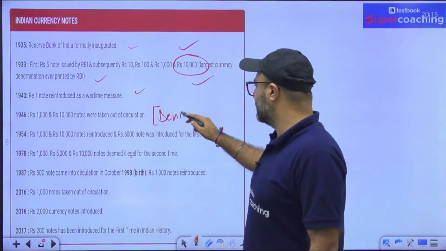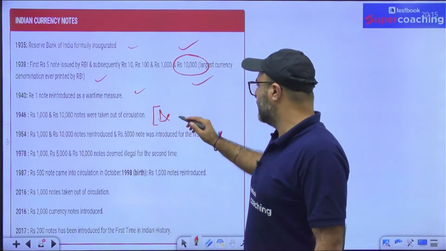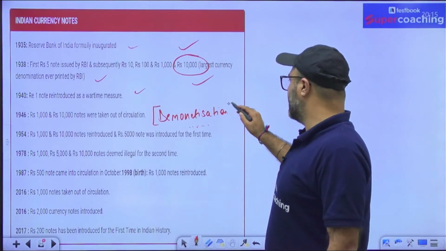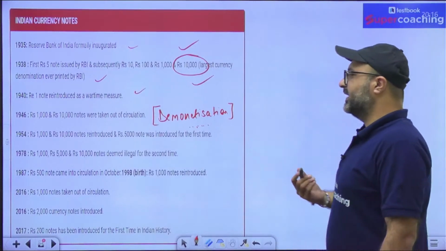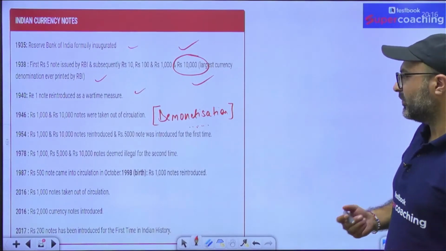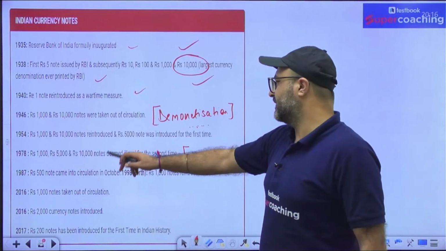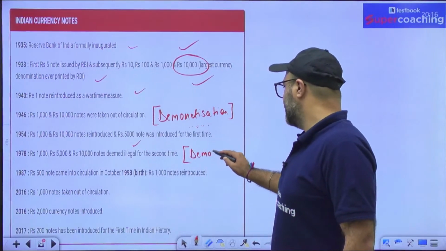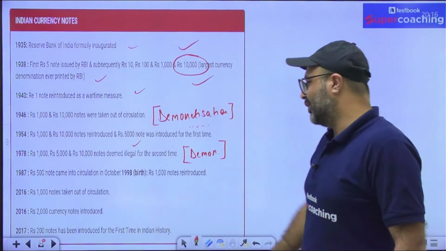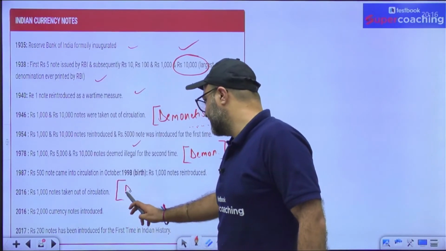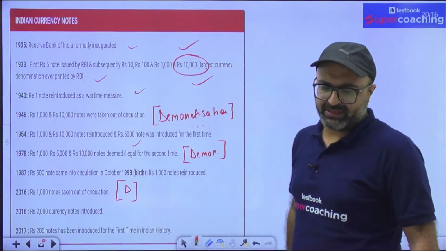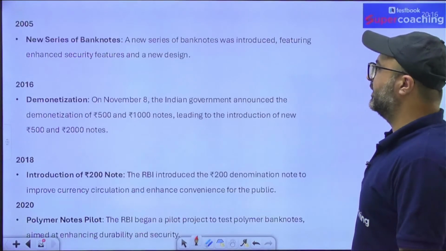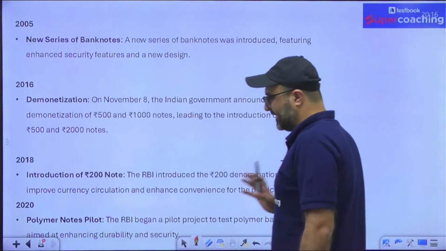So first demonetization was done in 1946, that is before independence. Second demonetization was done in 1978, 1000, 5000, 10,000 notes deemed illegal for second time. So this is again demonetization. And third demonetization, we all know that was done in 2016. So I will be discussing about demonetization in my next session, but this is the timeline which you need to remember, and even I have given this entire timeline in the form of well-weighed discussion as well.